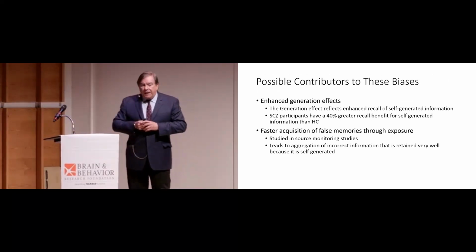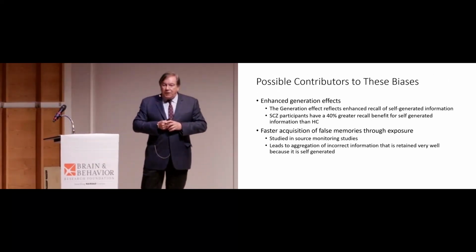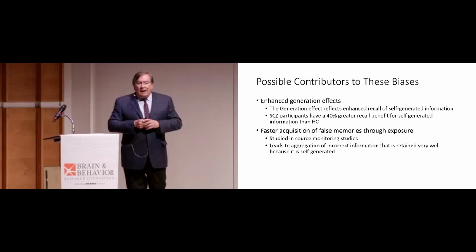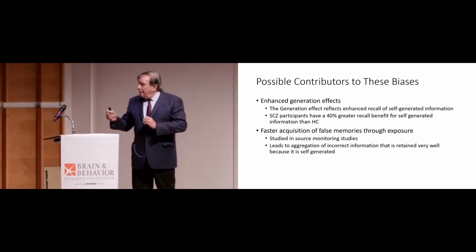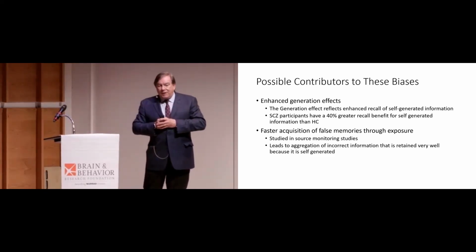People with schizophrenia have a markedly enhanced generation effect. They are much better able than healthy individuals to benefit from self-generating a story and remembering it. So self-generated information is remembered very well. Further, there's faster acquisition of false memories.